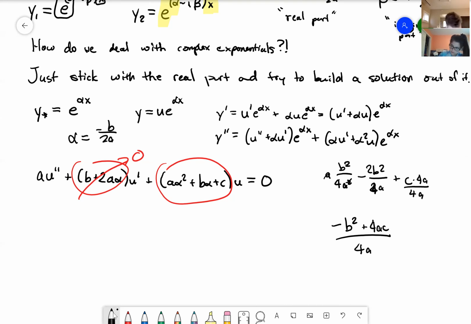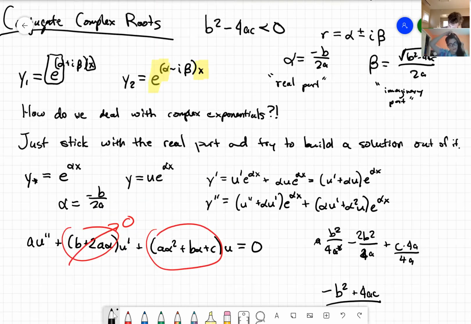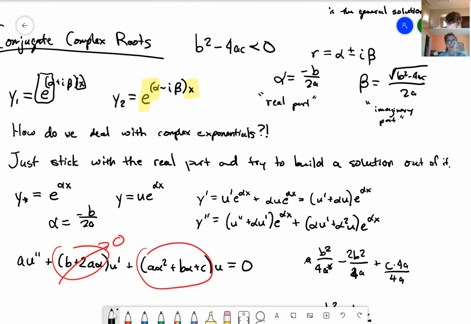Let me take a quick look and make sure I didn't screw something up. Oh, we're just considering beta instead of b squared. Oh, I get it.